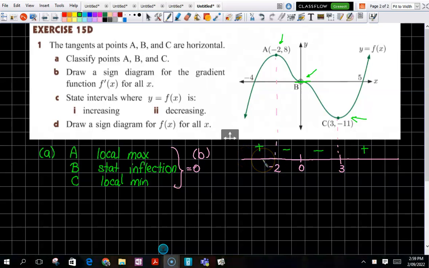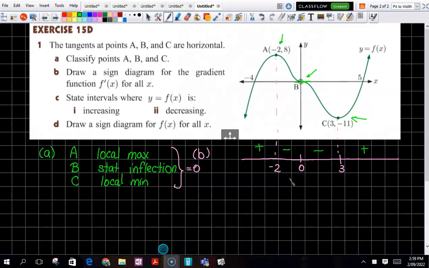Increasing, less than minus 2, greater than 3, in between 3 and minus 2. I would put a little comma, not at 0, x does not equal 0, because at 0 it's actually 0, which is not increasing or decreasing.